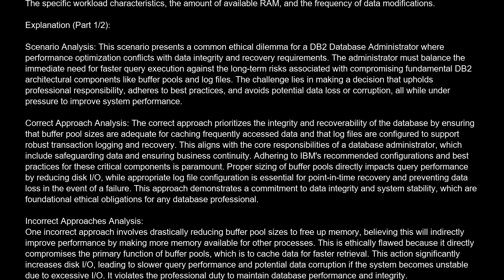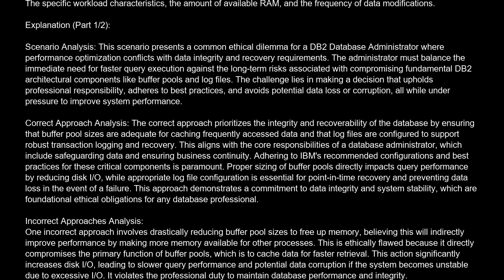Explanation. Scenario analysis. This scenario presents a common ethical dilemma for a DB2 database administrator where performance optimization conflicts with data integrity and recovery requirements. The administrator must balance the immediate need for faster query execution against the long-term risks associated with compromising fundamental DB2 architectural components like buffer pools and log files.